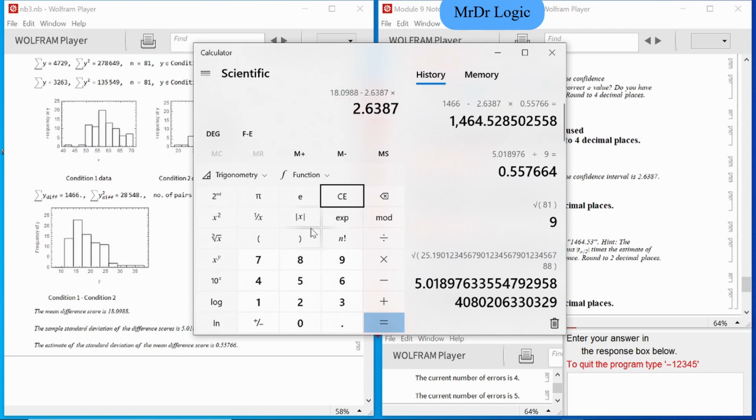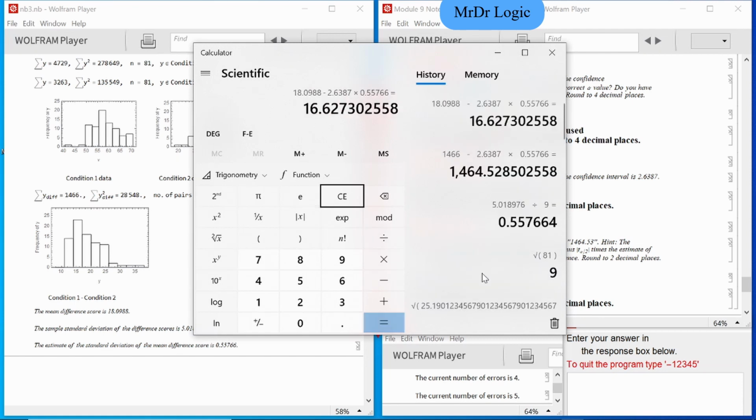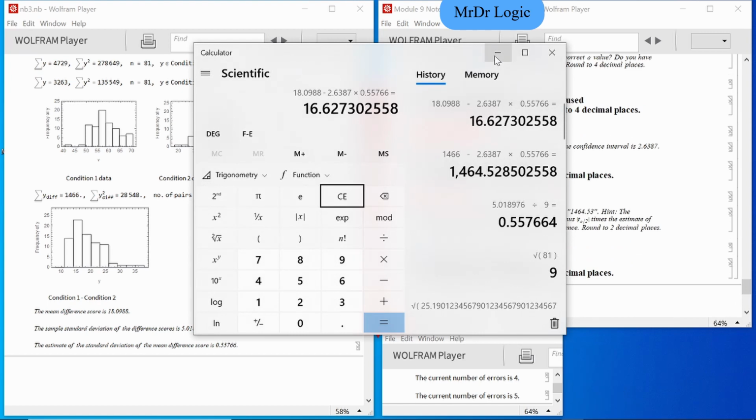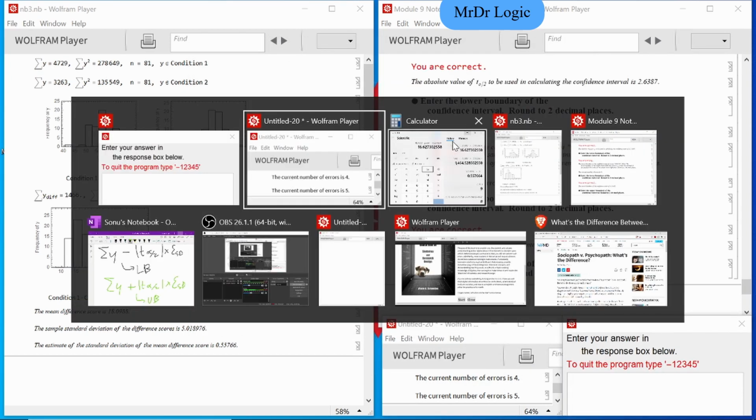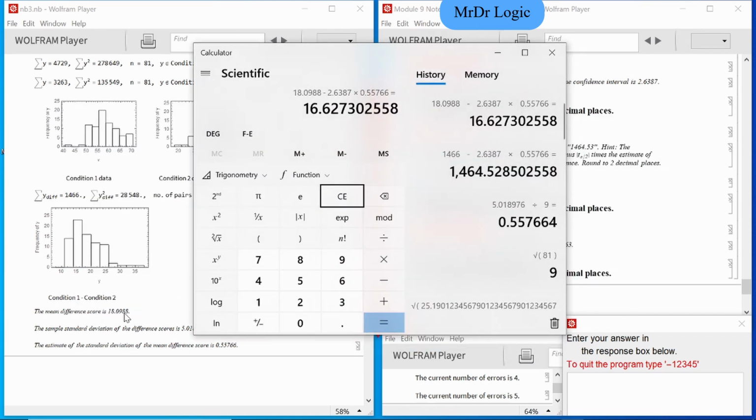6,387 times 0.55. I don't know what happened. I clicked enter. Okay, so it is the 18. So it is this small little number here. So pay attention to whatever the small number here is. I don't care at this point. Point that plus 2.6387.